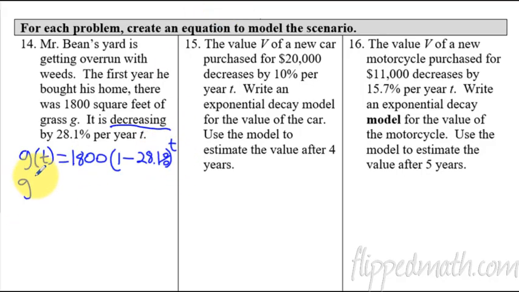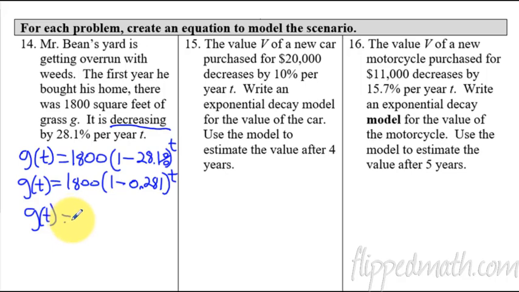So my next line down, g of t equals 1,800, and then it's 1 minus, get rid of the percent and change it to a decimal. That's going to be 0.281 raised to the t. So my final answer here is that the grass, with respect to time, that's going to be left is 1,800 times. Now, you can use a calculator on this. Do not be afraid of using a calculator. That is 1 minus 0.281. 0.719 raised to the t.